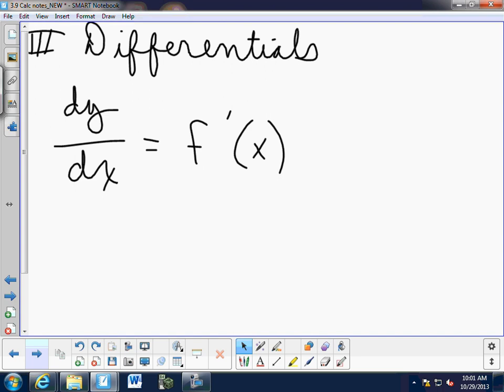Last idea. This was the part you said you weren't quite sure about. The phrase differential is simply talking about this notation, dy dx. The differential, the difference in the x values, the difference in the y values. We know this from a long time ago, right? dy dx means f prime of x.